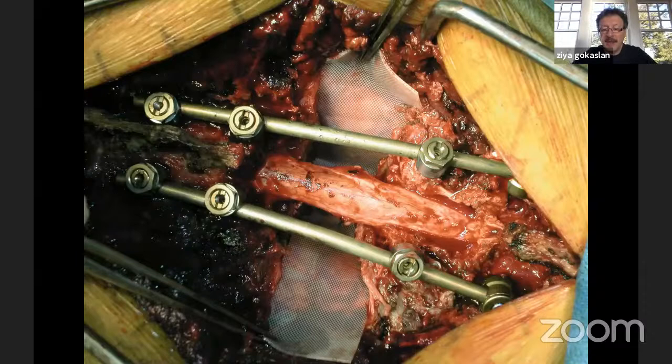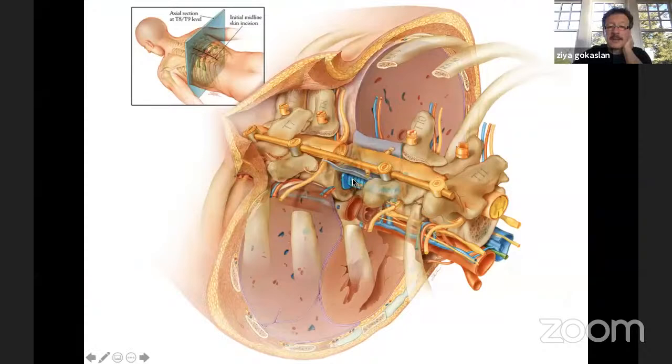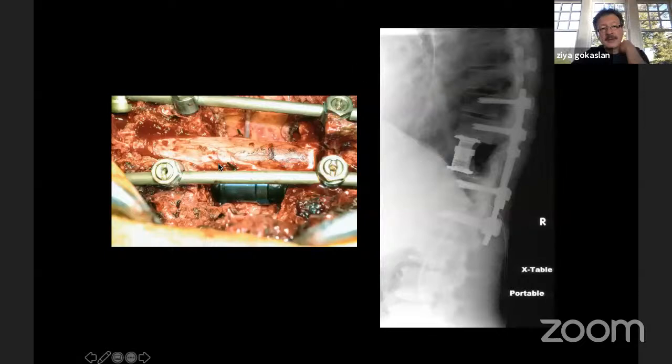with something, and we typically use a distractable cage. The silastic sheet is now pushed all the way down, protecting the parietal pleura and ventral structures, the great vessels. And then the cage is deployed, and the instrumentation is finalized here. And this is how it looks like. And at the end, you can see the cage anteriorly. And then you can also see the X-ray on the right side showing two levels of fixation above and below and the cage in place.